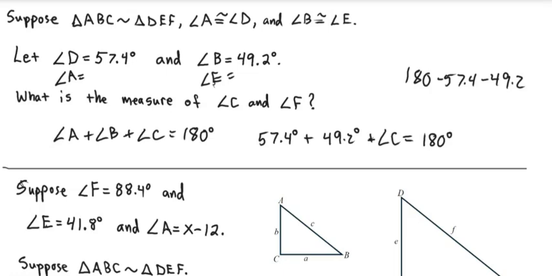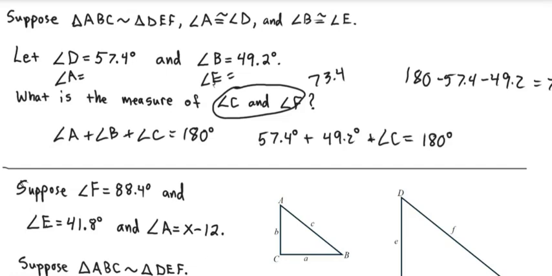So I'll do that in a calculator. 180 minus 57.4 minus 49.2, and that gives us 73.4, and therefore angles C and F, because they're congruent, equal 73.4 degrees, okay?